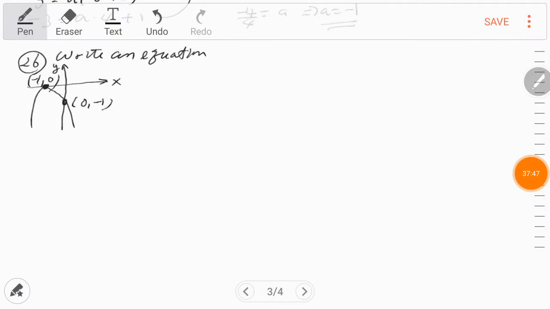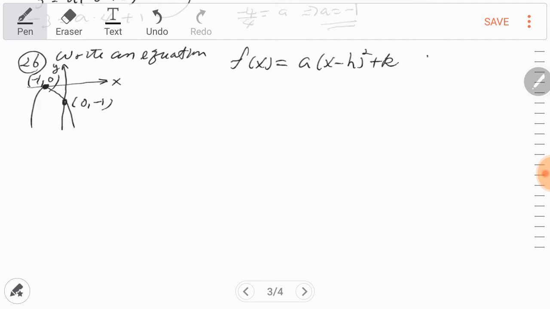Okay, let's write an equation of this graph. In this graph, there are 2 points given. One is the vertex and one is the y-intercept. So since the vertex is given, we have to write a vertex form first. So the vertex form is what? f of x equals a times x minus h squared plus k.